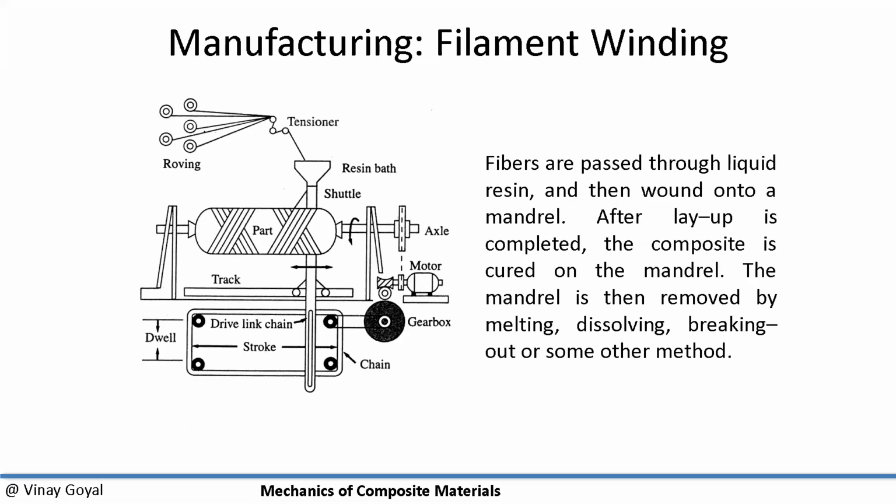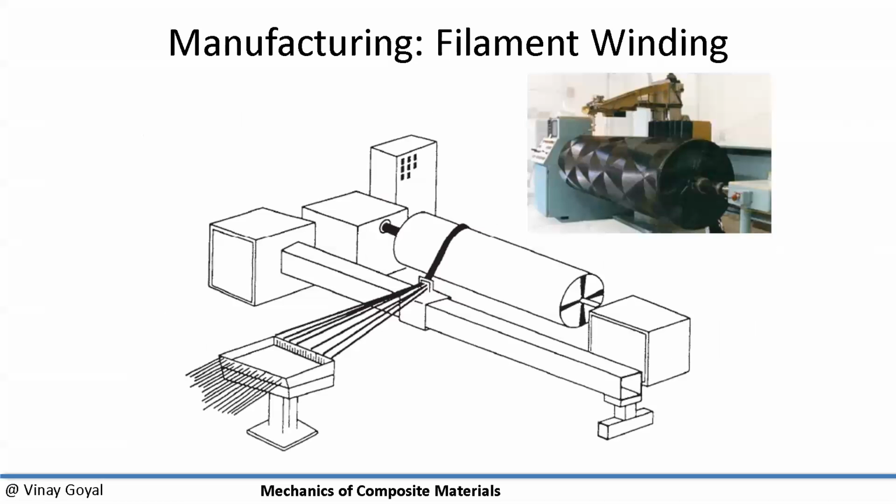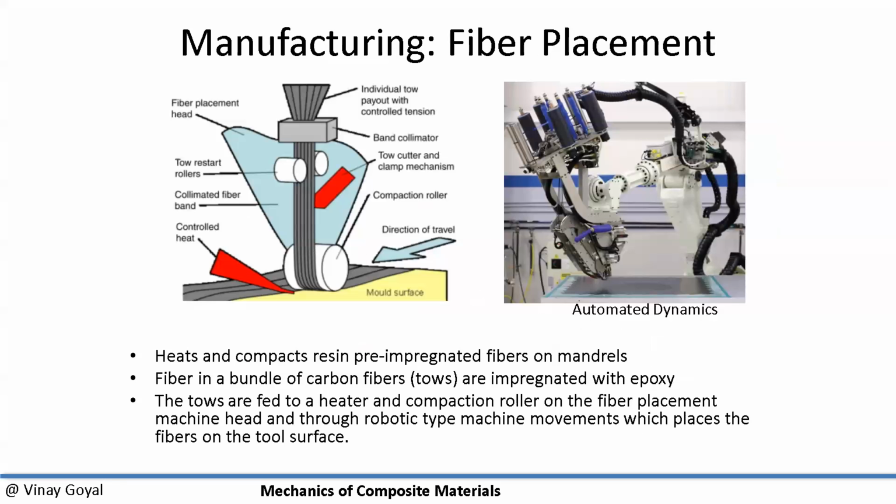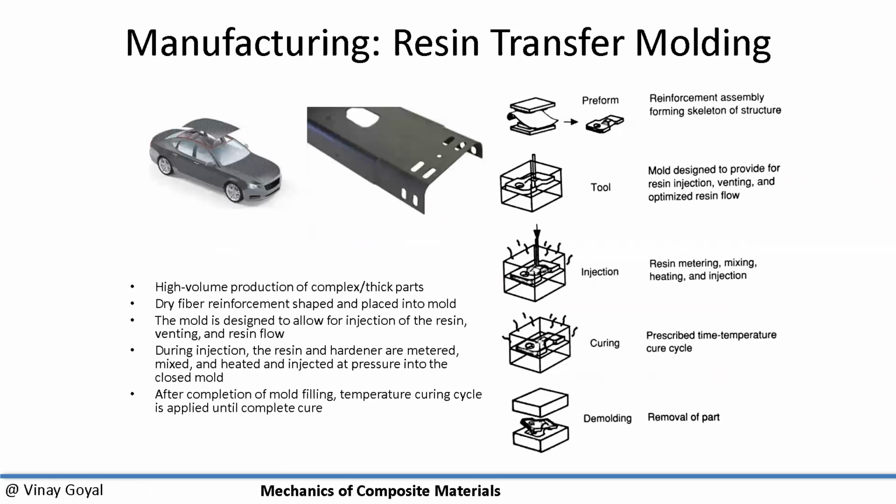We talked about filament winding. I won't cover this again. And we looked at how filament winding works. We talked about fiber placement and how it works in a very nice way, where the tows are fed into a heater, and then it already has a compaction roller right there. And as the fiber is being put down, you're rolling it and you're getting the highest compaction possible.